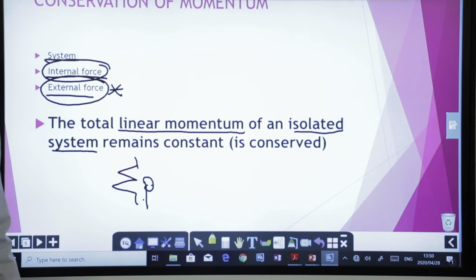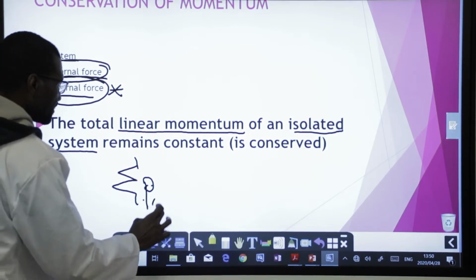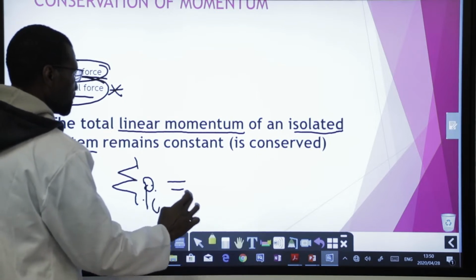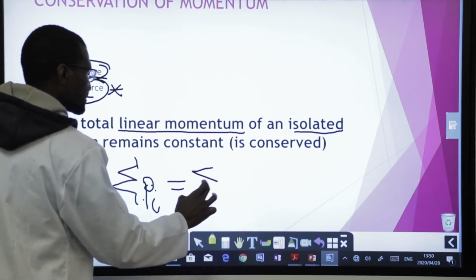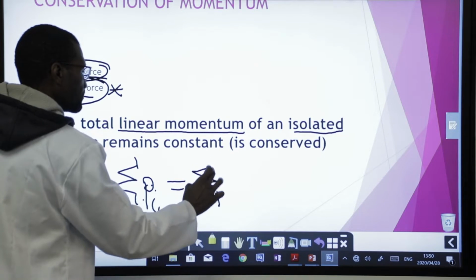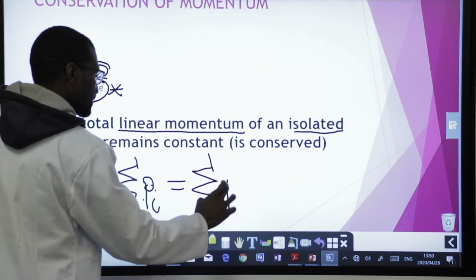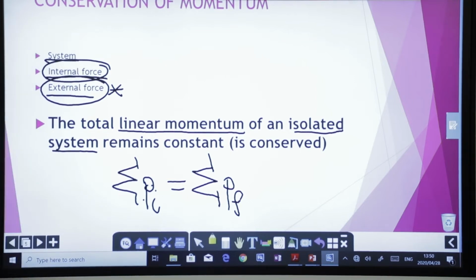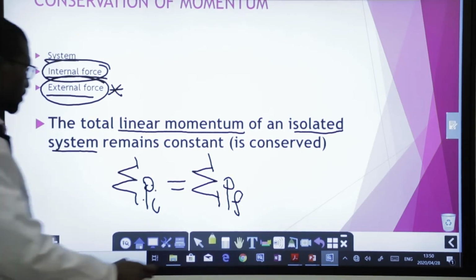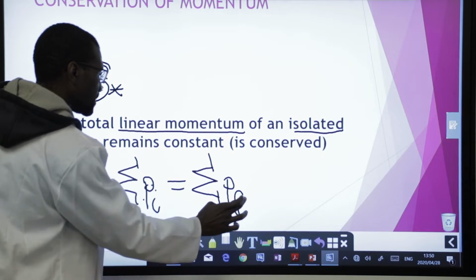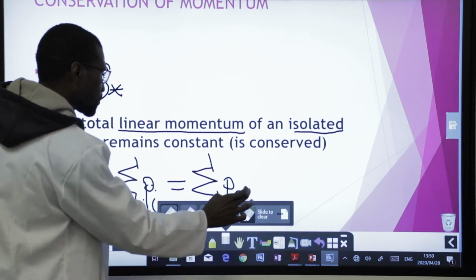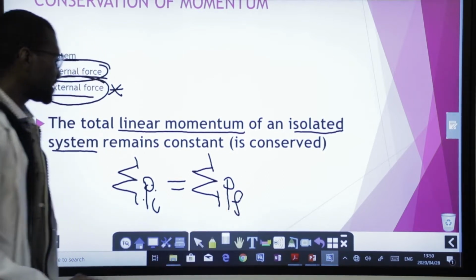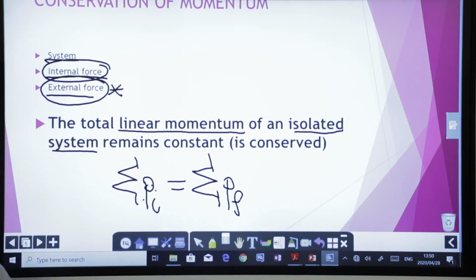the momentum of the objects initially is going to be equal to the sum of momentum after. Does that make sense? We'll break it down and show you a little bit further what we mean by this. When we talk about the sum of linear momentum, this should be final, PF and PI being equal.